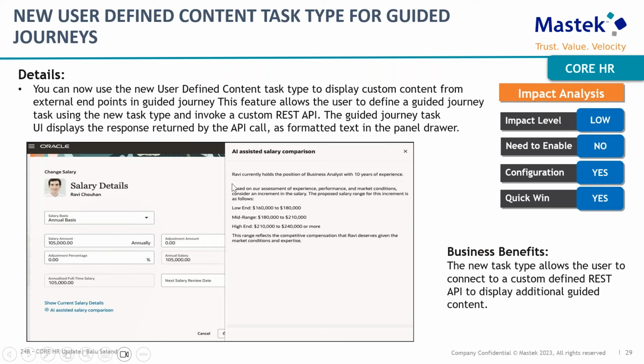Let's say the user has configured an integration to return the responses from AI. So an AI-assisted salary comparison will be given this way. So the new task type allows the user to connect to a custom-defined REST API to display additional guided content.